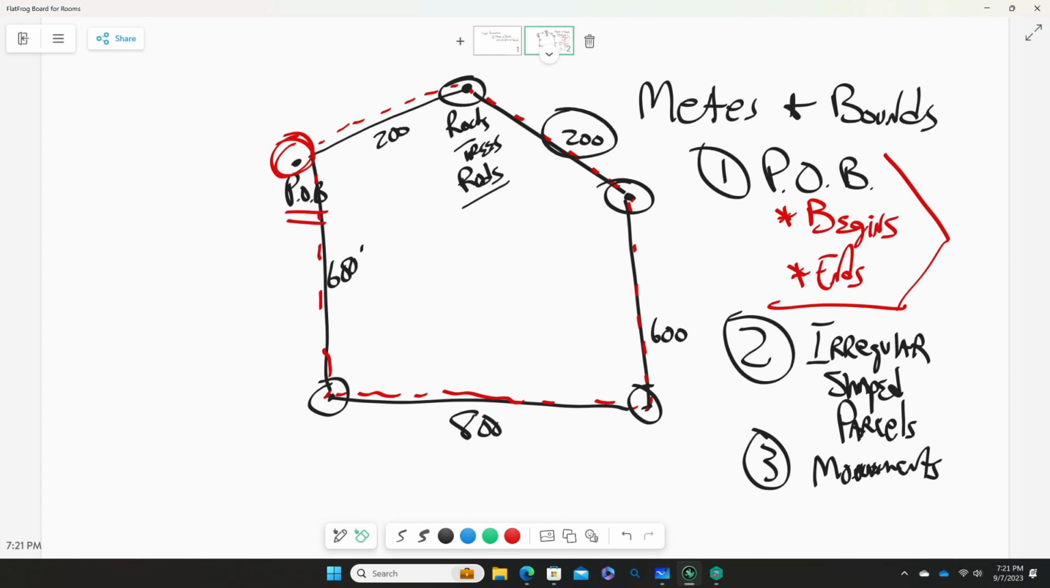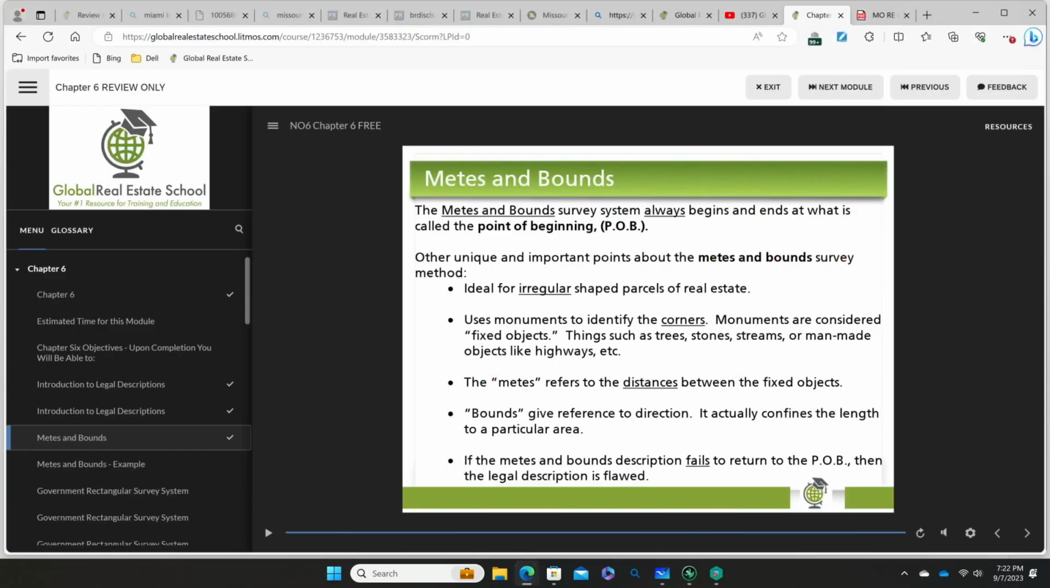The meets refer to distances, okay? So this would be the meets. It's referring to the distances between the objects, okay? So that is another item that you would want to note and make sure that you understand. Bounds, so meets and bounds, meets are the distances. Bounds give reference to what? Direction. It actually confines the length to a particular area.